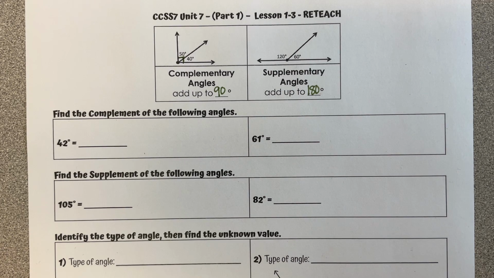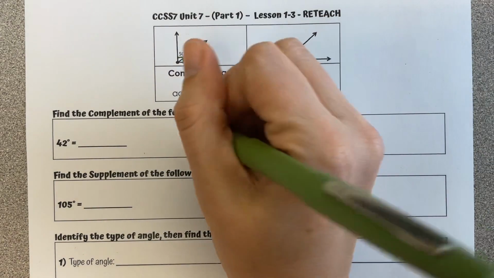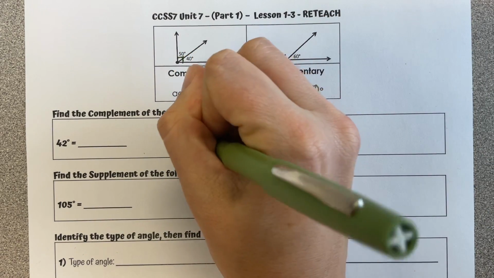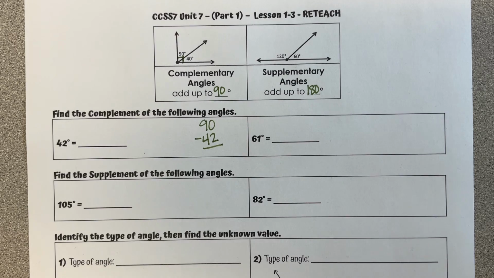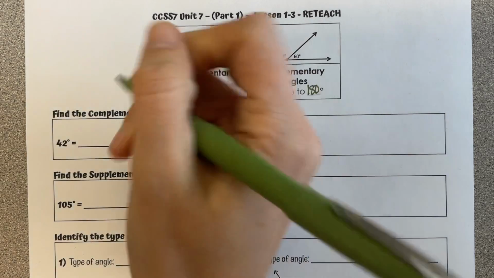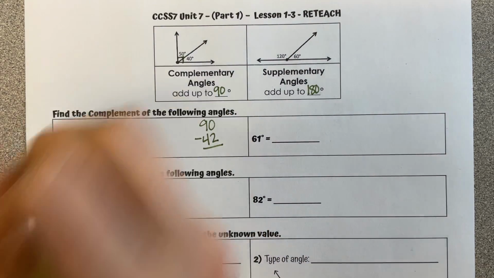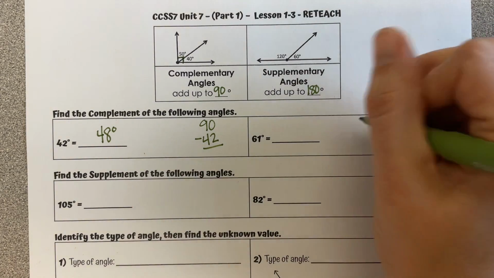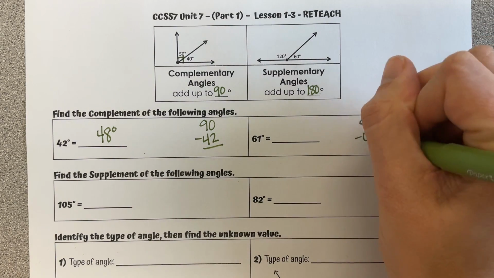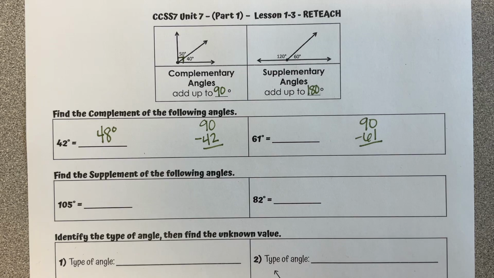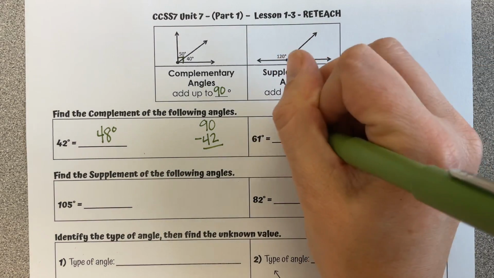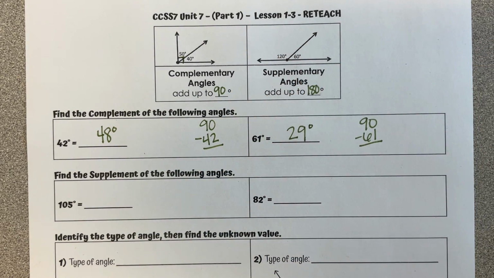So finding the complement of the following angles, 42. Well, maybe you can do it in your head. Otherwise, you can write out 90 minus 42. Well, 90 minus 40 is 50. Minus 2 is 48 degrees. 90 minus 61. 90 minus 60 is 30. 30 minus 1 is 29 degrees.